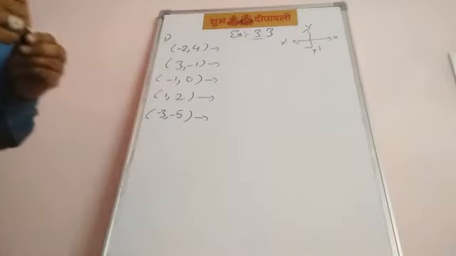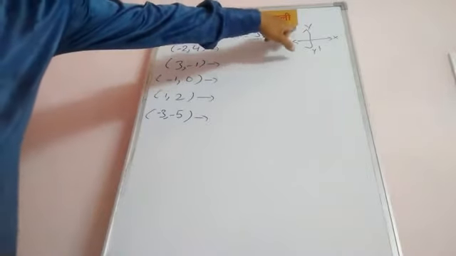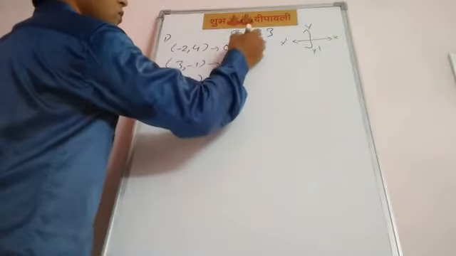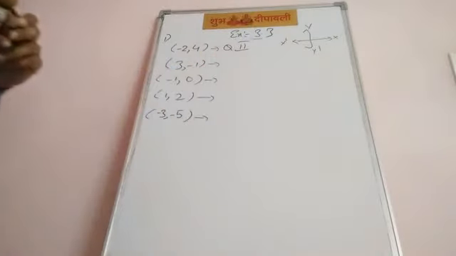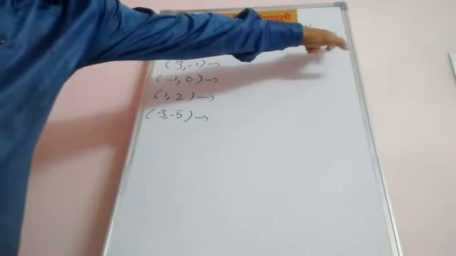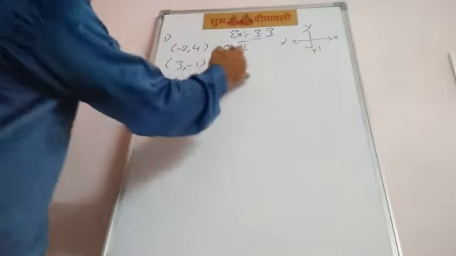Here x is negative, y is positive. So in which quadrant does it lie? In quadrant 2. Okay, students. Next, x is positive, y is negative. So in which quadrant is it lying? In the 4th quadrant.